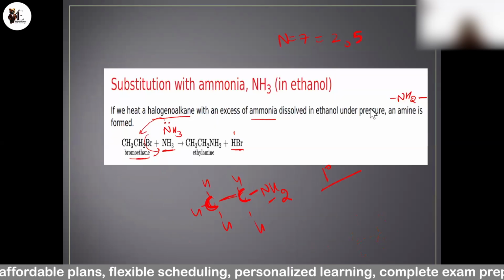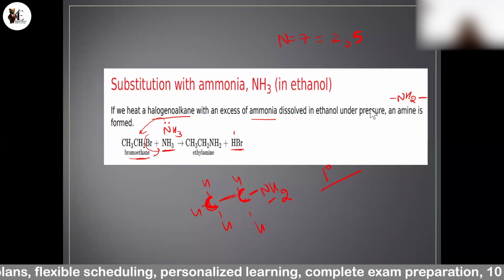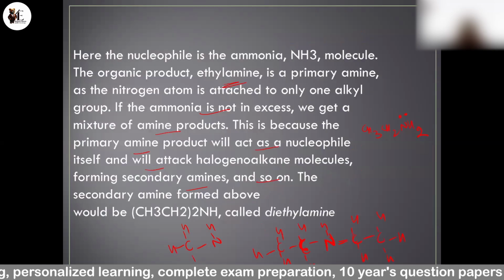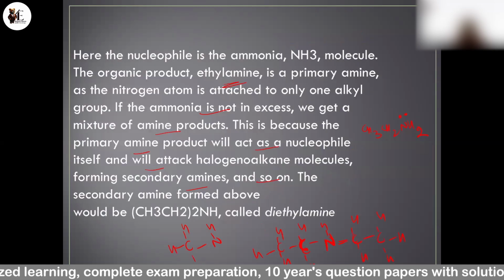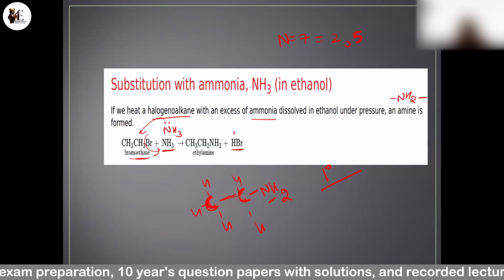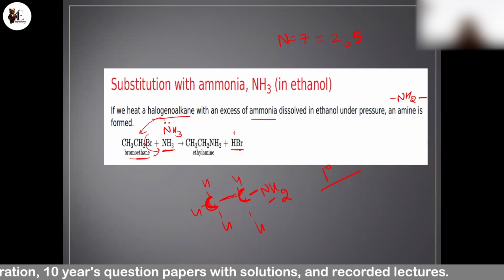And here, this nitrogen atom, this carbon atom is connected to only 1 carbon atom, so it is a primary amine. So you have to remember that if ammonia is taken in excess, then the product is only primary amine. But if it is not in excess, then the products are mixtures of amines.